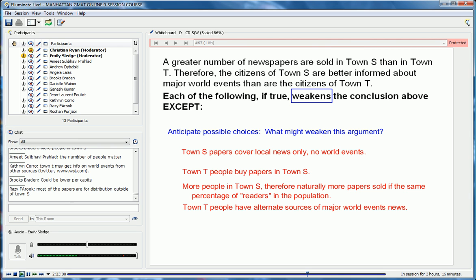All right, have I missed anything? Yeah, Town T, a couple of you, Catherine and Andrew, are suggesting, well, maybe Town T people get their major world events knowledge from other sources. So you can't assume just because there are fewer papers, they are not well informed. Let me make sure. Have I missed anything? Let me know if I have.